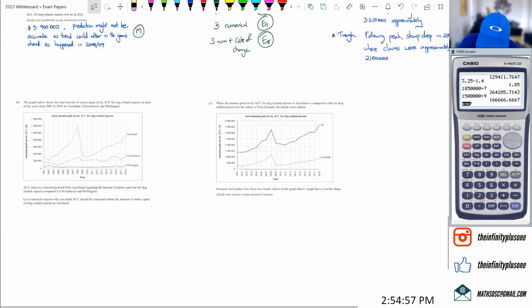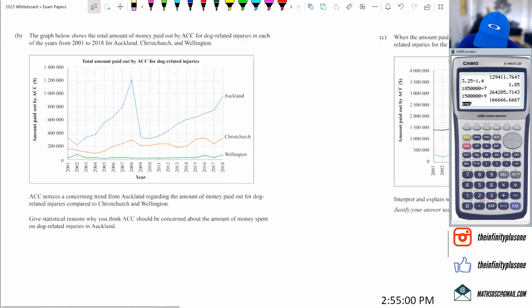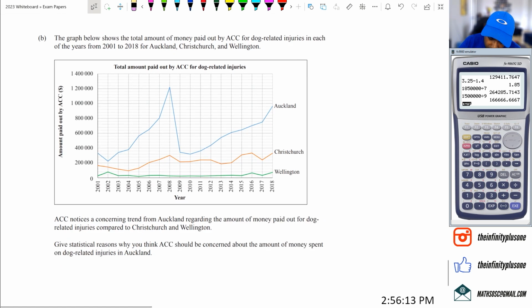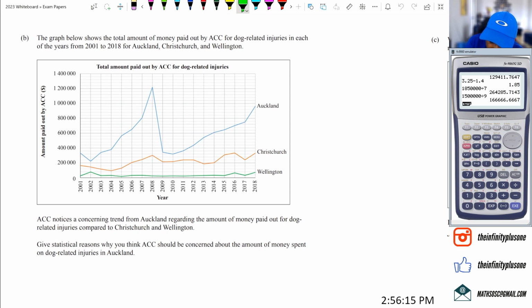Okay, so going to part B of this question, which is here. There is a couple of ways in which you can answer this question. The first way is to look at the steepness of the rise, especially after 2009, 2010. Even if you look at after 2010.